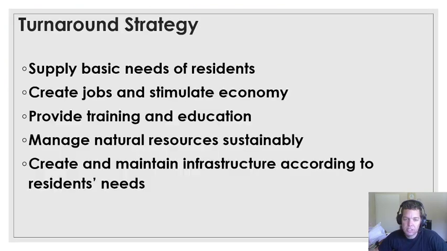So the first thing that Prince Albert did is they planned a turnaround strategy. They looked at their resources, and they looked at what they could use. They also looked at what they needed to do. They needed to make sure that people had services and needs. They needed to make jobs. They needed to give people skills. They needed to use their natural resources well, and they needed to invest a bit in their infrastructure and make sure that it was in line with what the people needed.